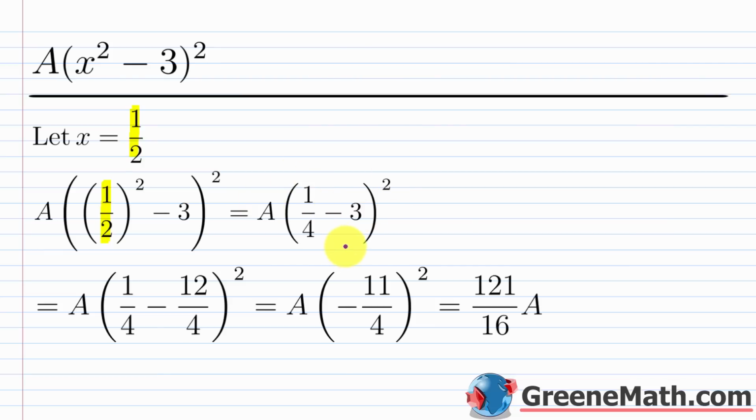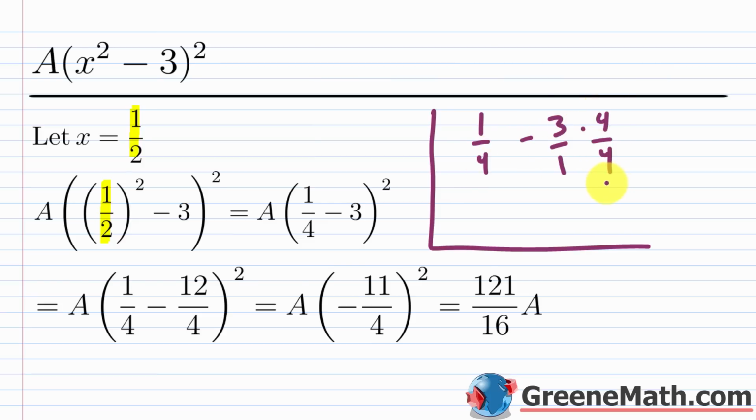What we have to do now is get a common denominator. So off to the side, let's say we had 1/4 minus 3. You'd multiply this by 4 over 4. You could write this over 1 if you want for clarity. This would be equal to 1/4 minus, we'd have 3 times 4, that's 12, over 1 times 4 is 4. So now you have a common denominator. That's where this is coming from down here. So we'll say this equals a times the quantity 1/4 minus 12/4, and this is squared.